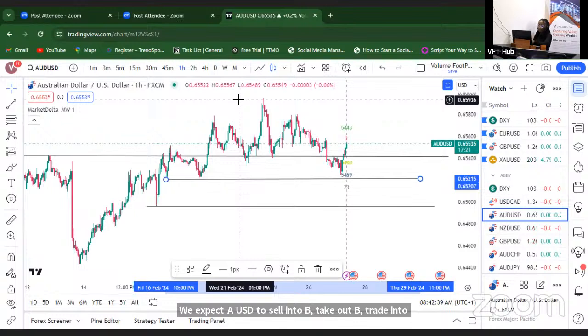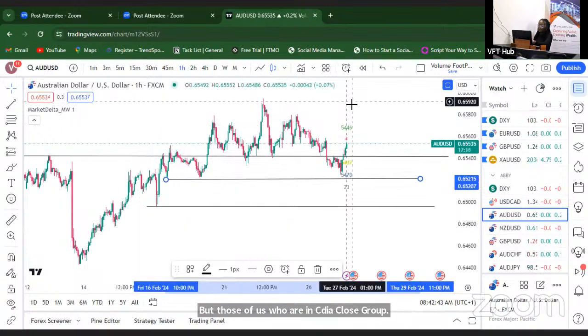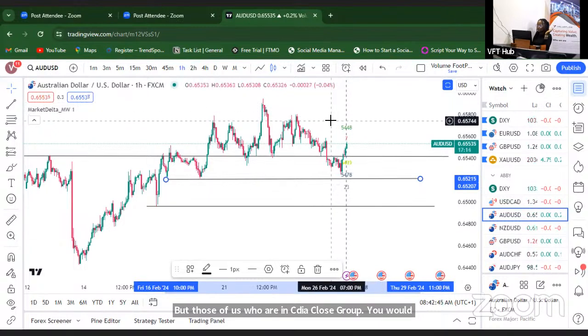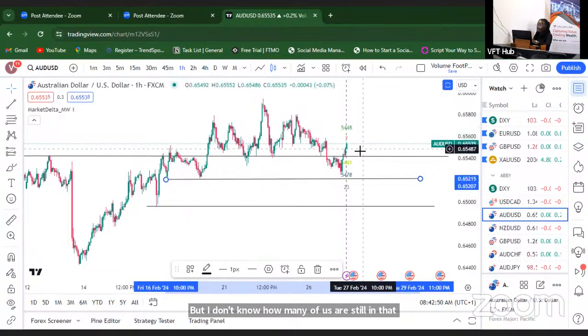For those of us who are in the TDA Plus group, you would remember that a buy limit was sent last week. But I don't know how many of us are still in that trade, but a buy limit was sent on AUD USD following this pattern. And we expect price to go into it, tap into it, and start to buy.